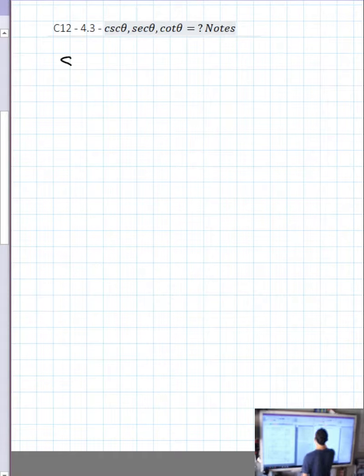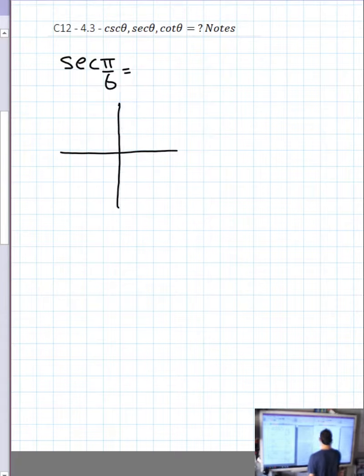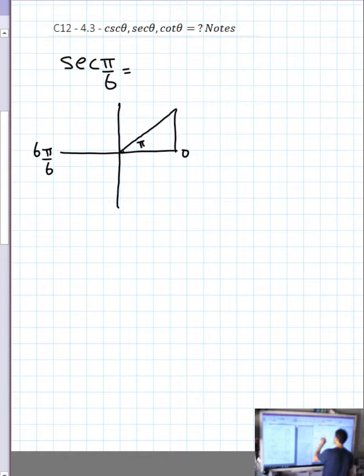So let's say secant of pi over 6 equals what? Well, I'm going to draw an ASTC graph. And I'm going to mark 0, and I'm going to mark pi. I'm going to change pi to be a denominator that I'm working with, and times the top by that 2. And where does pi over 6 fall? Well, it's here for what we've done over the past many sets of notes.